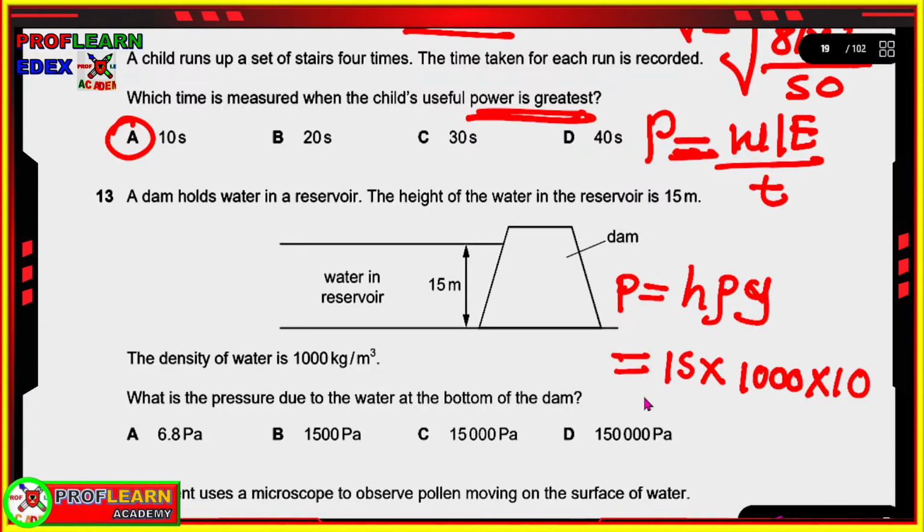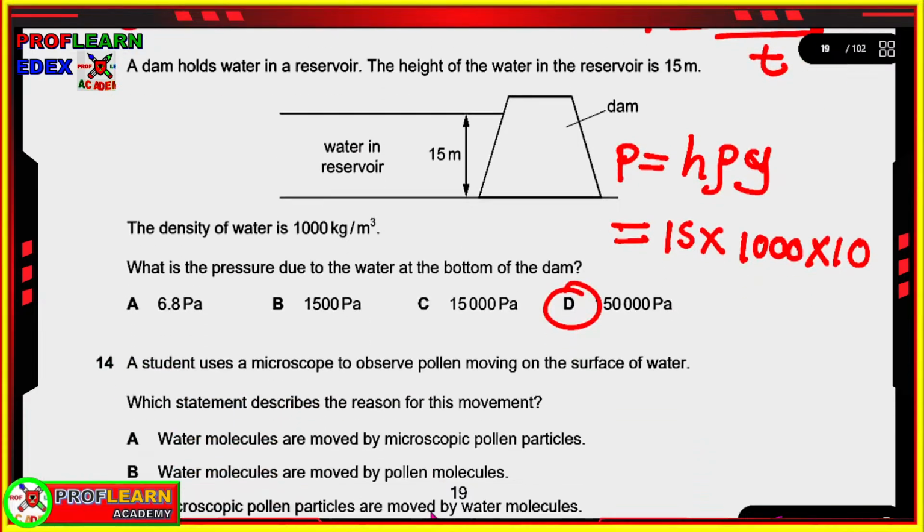So that's going to be 15 times 1000 times 10, which is 150 pascals, and that's going to be D. So basically, you must remember how to work this out. Yeah, that's correct. The answer is D. That's perfect. You have cooked it well.